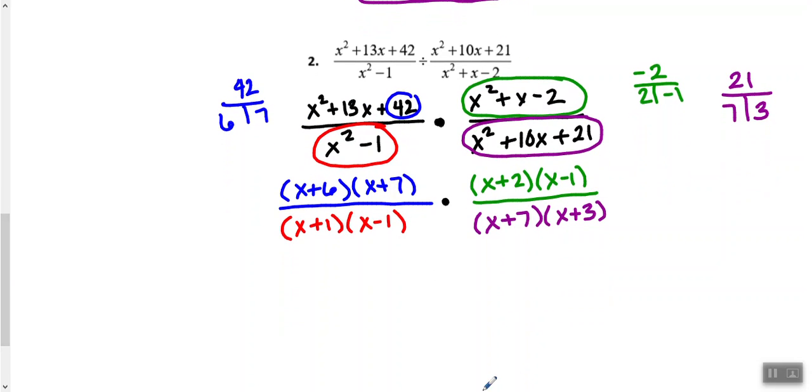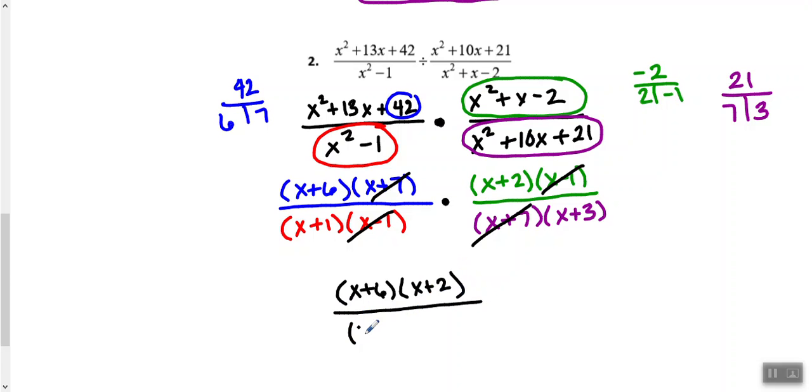So now that everything is factored, I look to cancel, which I see x plus 7's cancel, x minus 1's cancel, and that's it. So I'm left with x plus 6 and x plus 2 over x plus 1 and x plus 3.